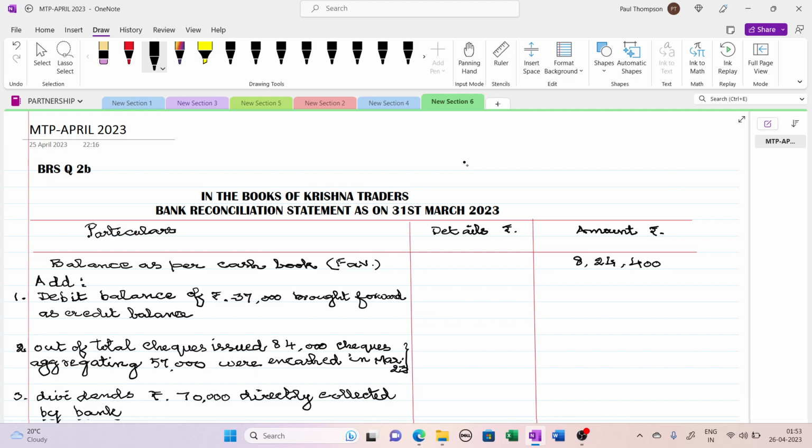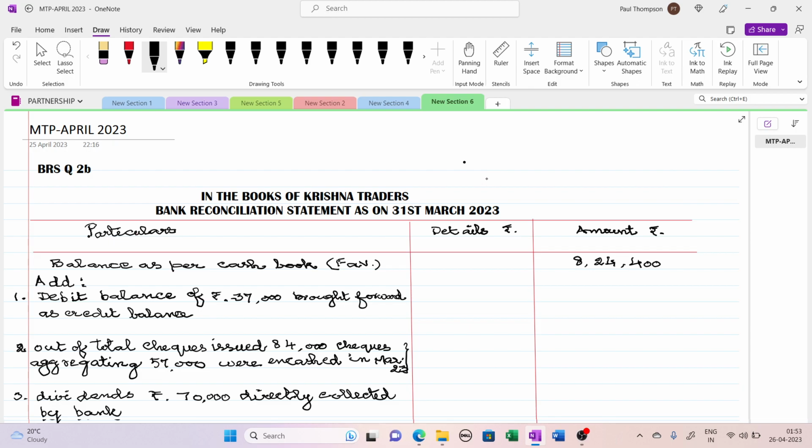I'll be teaching you at the end how to prepare an adjusted cash book. Whenever a BRS is prepared at the end of the financial year, we have to adjust our cash book and prepare the BRS. The adjusted cash book balance only will appear in our balance sheet, so it's a must to prepare an adjusted cash book. I'll teach you how to prepare it.